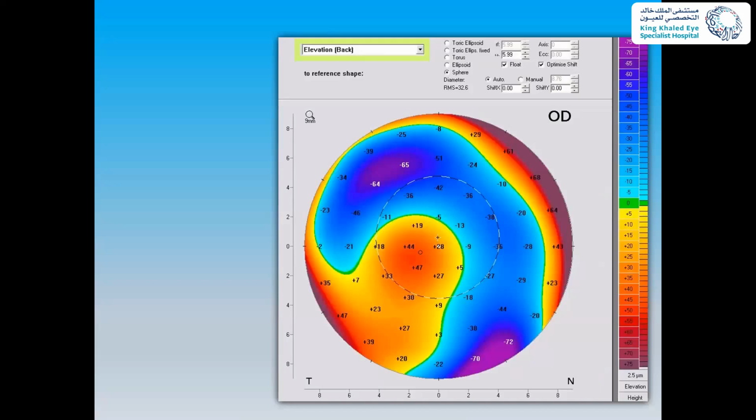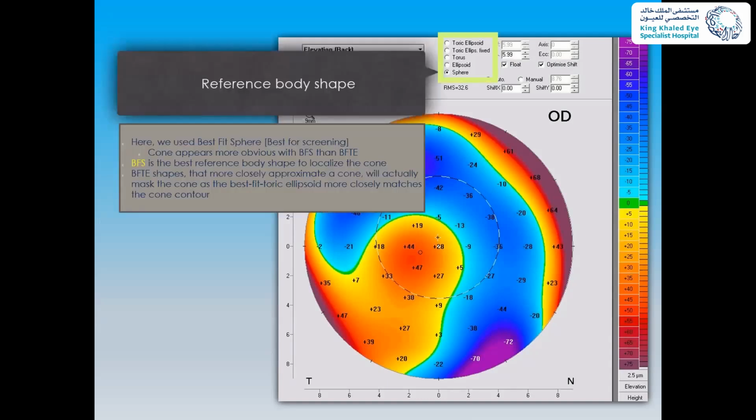Now we'll talk about the elevations, anterior and posterior elevations. We use best sphere fit here. The cone appears more obvious with the best sphere fit than with best fit toric ellipsoid, just because the sphere is not the ideal shape of the cornea. That's why you can see the cone better, but you cannot read the height of the cone; you can locate the cone better.